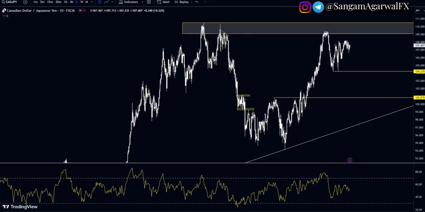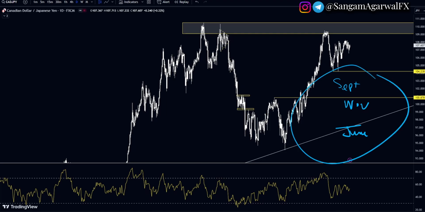CADJPY, this pair is making a sideways correction. So wait for the correction to end, then you will see a breakout below 104. Because last week after the Fed speech, the market is again expecting more hikes. So they are seeing a hike in September and November both, and the first cut in June next year. So until the Fed rate hike drama ends, the Bank of Japan will only wait and watch.